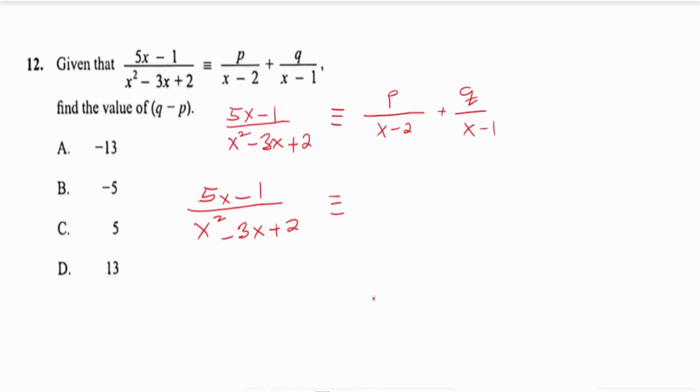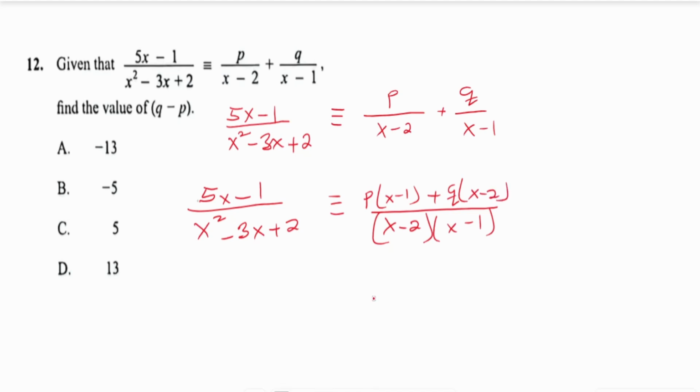So we need to find the LCM or LCD, which will give us x minus 2 and then x minus 1. And this one divide this x minus 1 times. So we are going to have p multiplying x minus 1 and then plus q multiplying this one divide this x minus 2 times, so x minus 2.